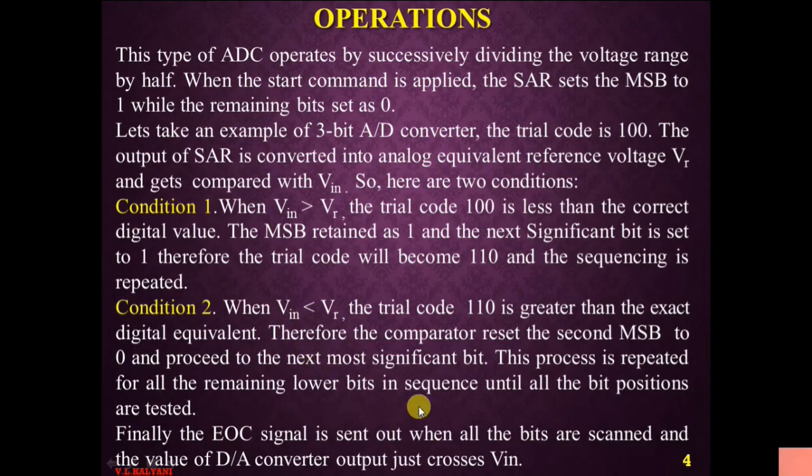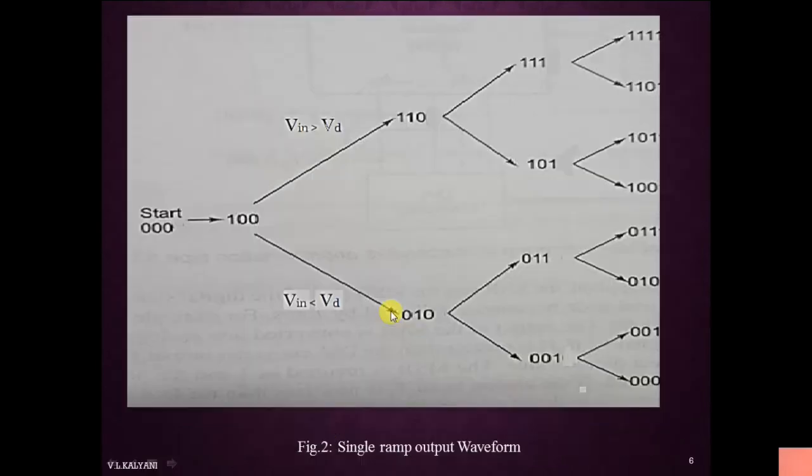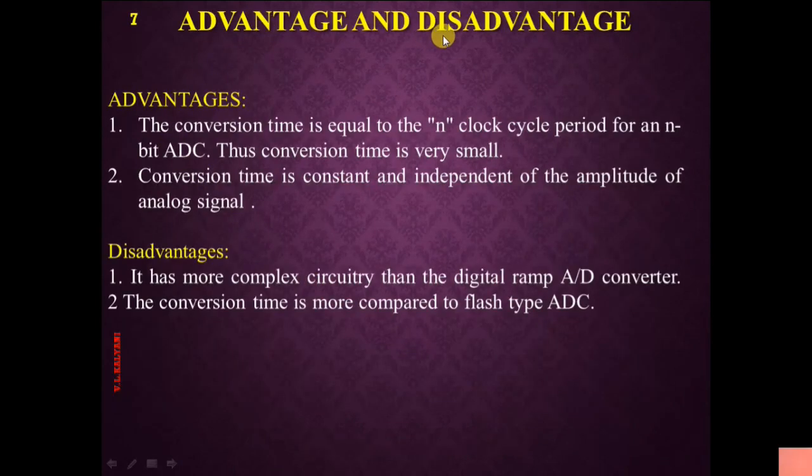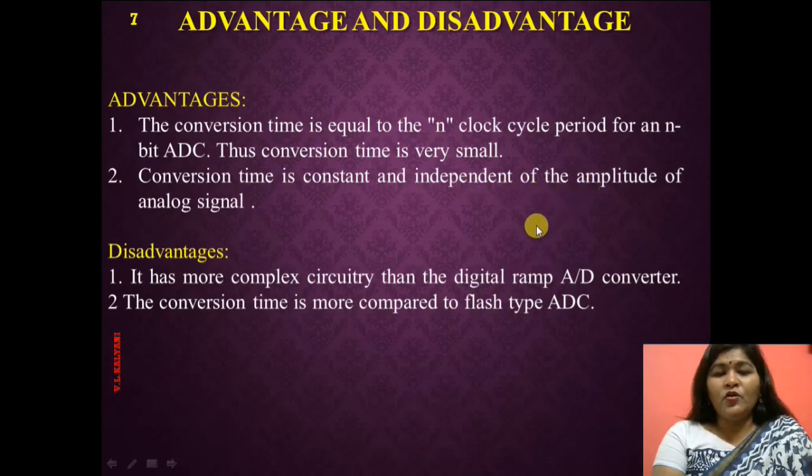We have already explained these conditions in that diagram, and this is the basic logic diagram of the SAR type A to D converter. This is the output, and now the advantages and disadvantages. The advantage of the successive approximation type ADC is that the conversion time equals n clock cycle periods for an n-bit ADC, so the conversion time is very small. The second is that the conversion time is constant and independent of the amplitude of the analog signal.